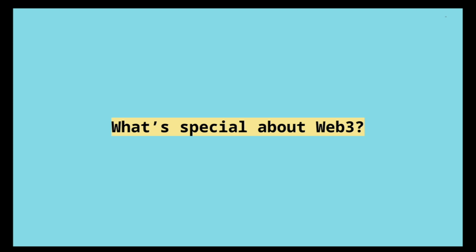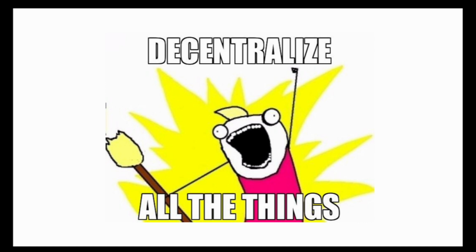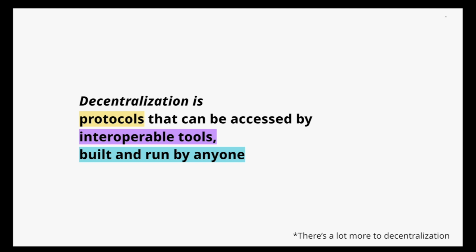Okay, so great. We want to make complex things simple. We know that's great. But what's special about Web3? What's special about Web3 is that in Web3, we want to decentralize all the things from our infrastructure to our front ends. This is great. This is really powerful. But what does decentralization really mean? Decentralization, in my words, is protocols that can be accessed by interoperable tools built and run by anyone. And of course, there's a lot more to decentralization, but for our purposes, decentralization is protocol that can be accessed by interoperable tools built and run by anyone.